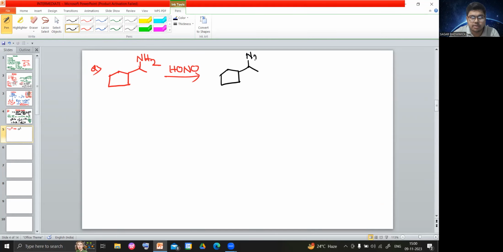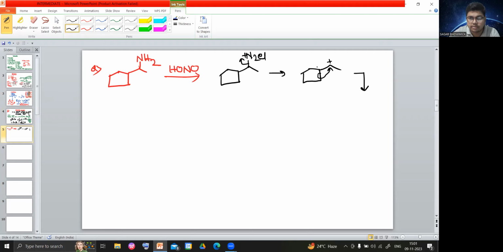Then here N2 plus, N2Cl. Then this can be removed, so this cation will form. Now what will happen? This is a 5-member ring. So there is a possibility of ring expansion, right? 5-member ring, and after that CH2 plus. So ring expansion.